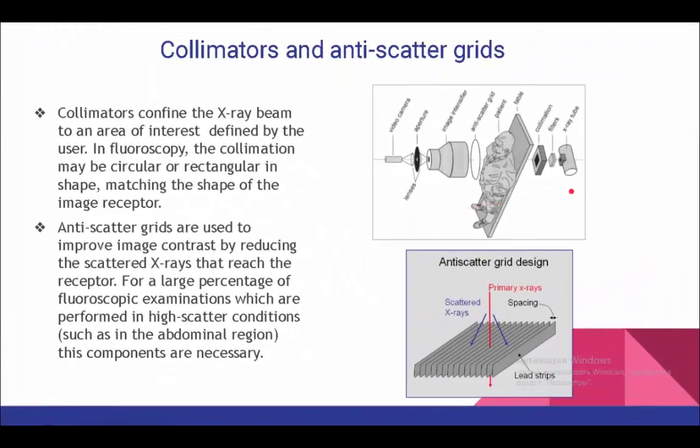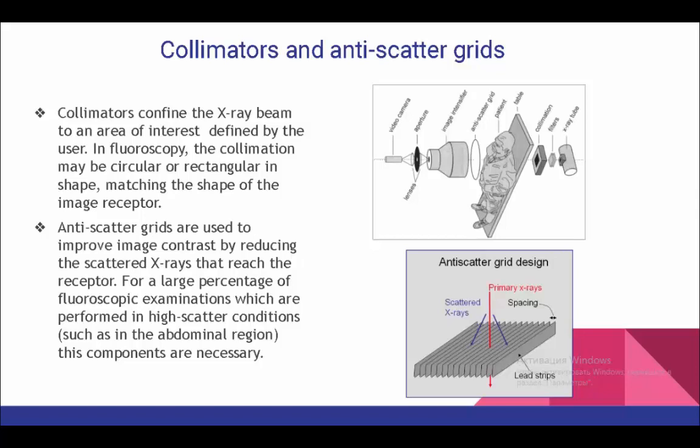Then, after being generated in the X-ray tube and generator and being controlled by the panel, X-rays pass through the collimators and anti-scatter grids. Collimators confine the X-ray beam to an area of interest defined by the user. In fluoroscopy, the collimation can be rectangular or circular in shape, and it usually matches the geometry of the image intensifier. Remember, X-rays can interact with the body in three different ways. They can either be transmitted, absorbed, or scattered.